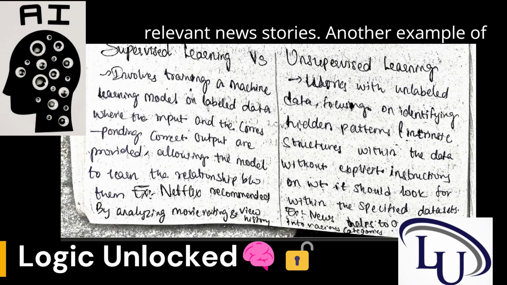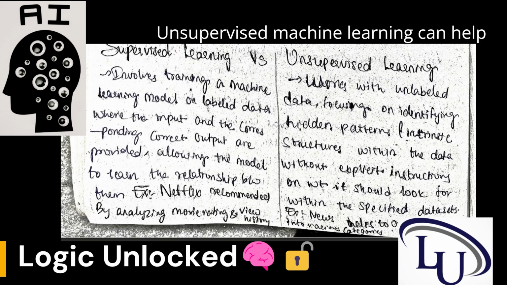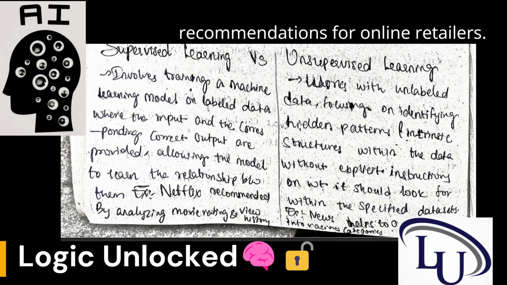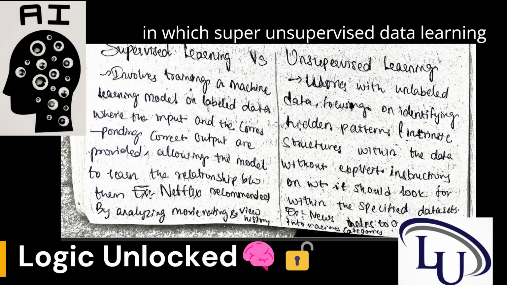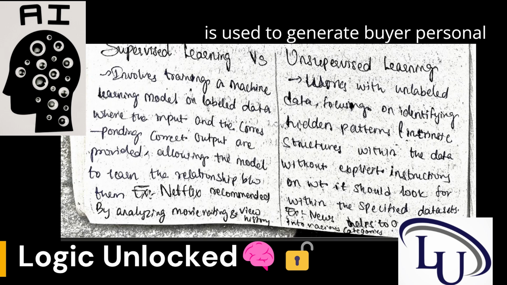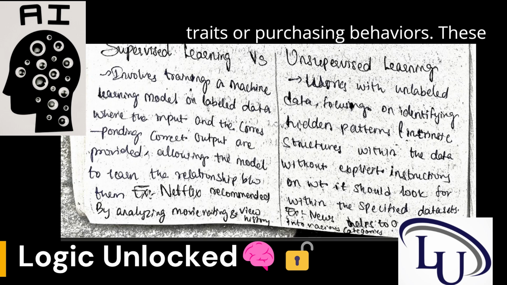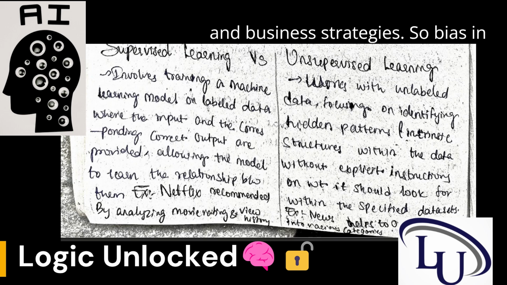Another example of unsupervised learning is recommendation engines. Using association rules, unsupervised machine learning can help explore transactional data to discover patterns or trends, which in turn can be used to drive personalized recommendations for online retailers. Another example is customer segmentation, in which unsupervised learning is used to generate buyer profiles by clustering customers by common traits or purchasing behaviors. These profiles can be used to guide marketing and business strategies.